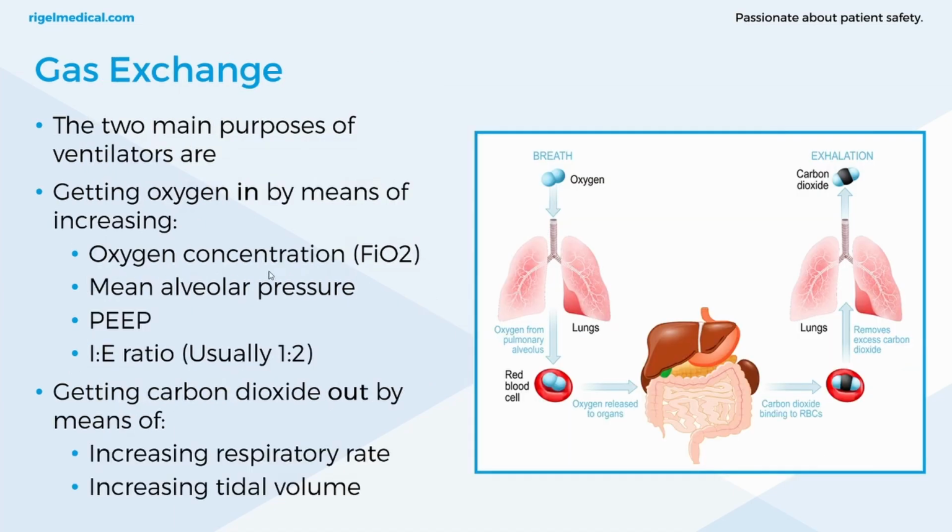Okay, so gas exchange. The two main purposes of ventilators are getting oxygen in and getting carbon dioxide out. And it gets oxygen in by four main processes. So increasing oxygen concentration, FiO2, means alveoli pressure, but we don't want too much of an increase, as this can lead to lung damage. PEEP, which stands for positive end expiratory pressure. So this is keeping the airway pressure above the atmospheric pressure.